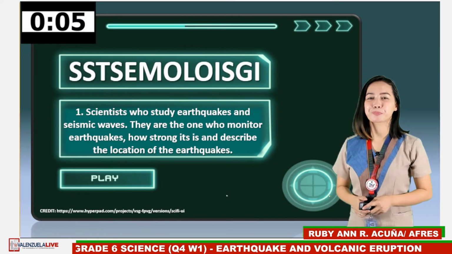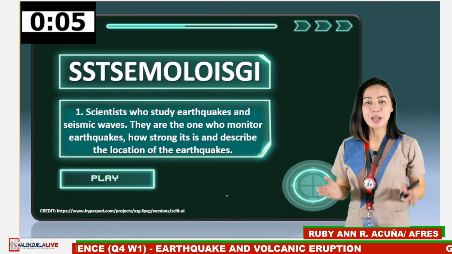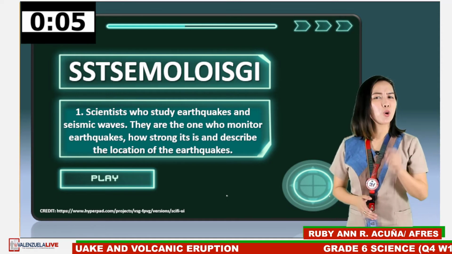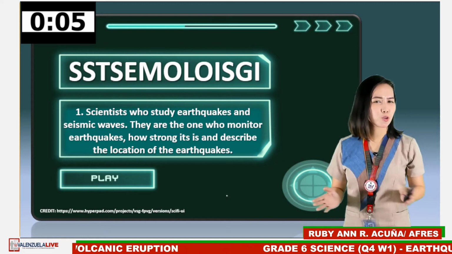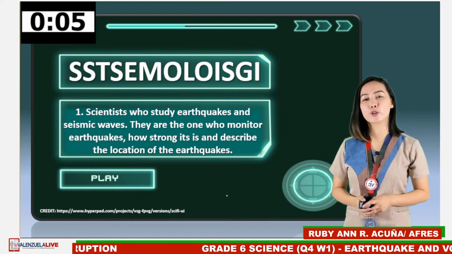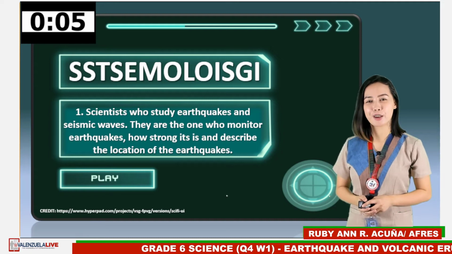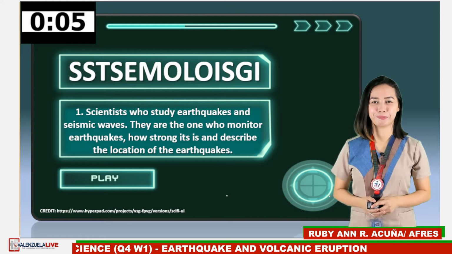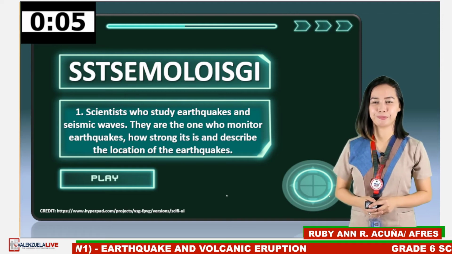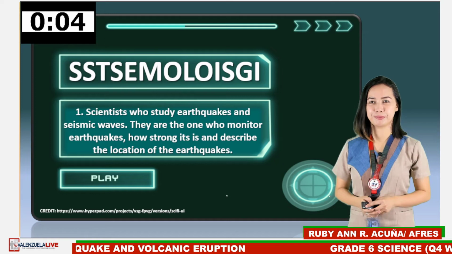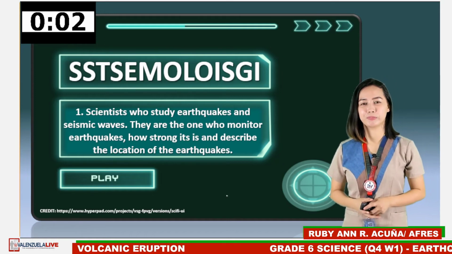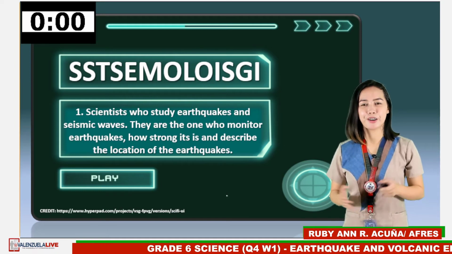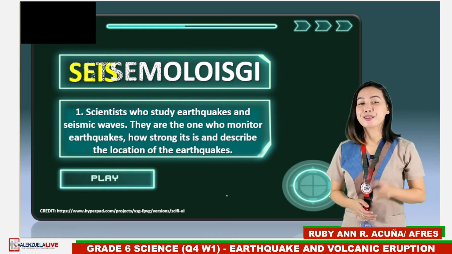So number 1. Blank are scientists who study earthquakes and seismic waves. They are the ones who monitor earthquakes, how strong they are, and describe the location of the earthquakes. 5 seconds. Comment down your answer. Very good. The correct answer is seismologists.